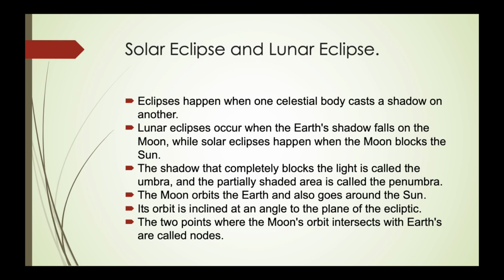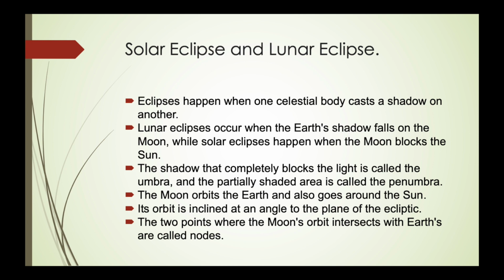Solar eclipse and lunar eclipse. Eclipses happen when one celestial body casts a shadow on another. Lunar eclipses occur when the Earth's shadow falls on the Moon, while solar eclipses happen when the Moon blocks the sun's rays. The shadow that completely blocks the light is called the umbra, and the partially shaded area is called the penumbra. The Moon orbits the Earth and also goes around the Sun.